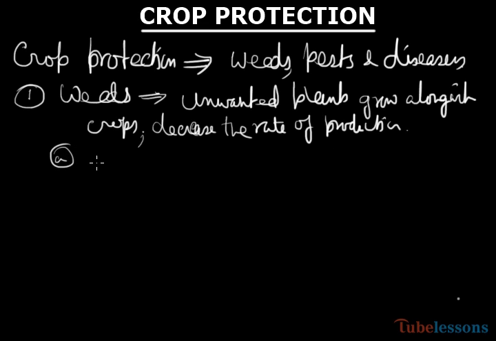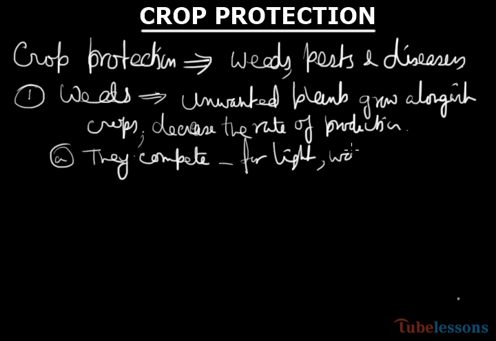Firstly, they compete with the crop. Weeds generally compete with the crops for light, water, minerals, as well as space, thereby reducing the production of crop. So, this is the first way weeds are harmful for crop production.